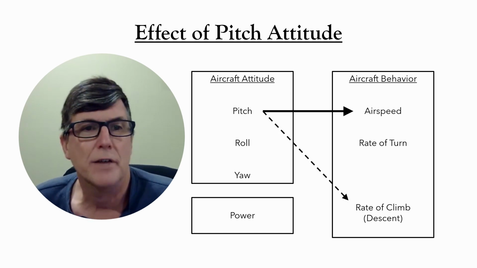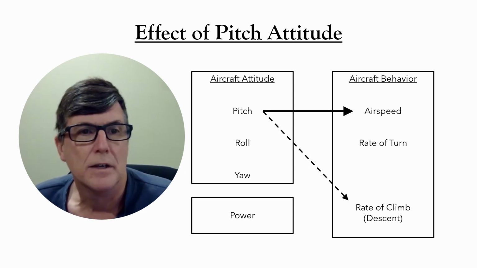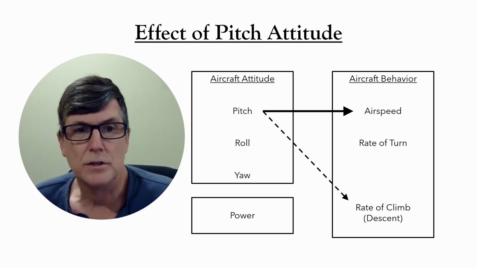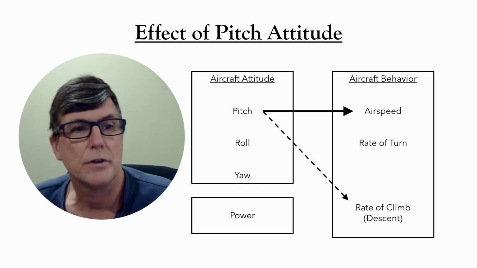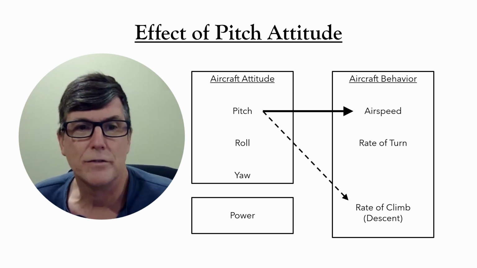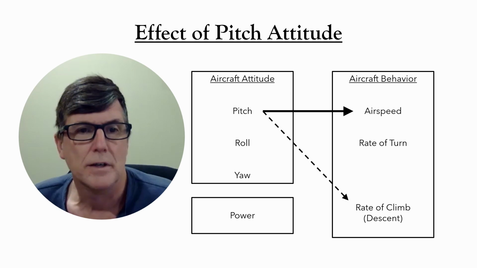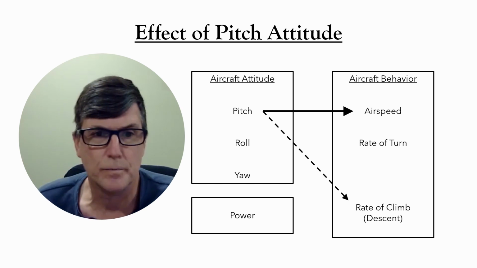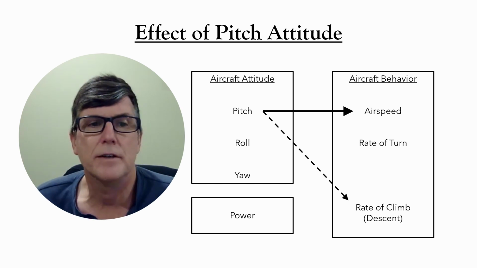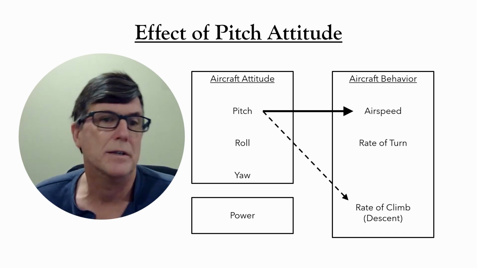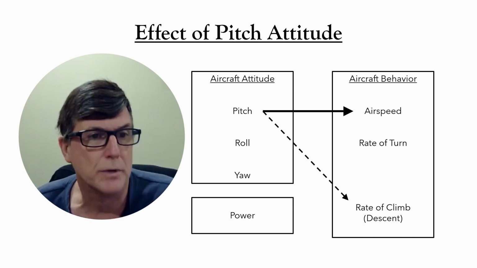If you start in level flight above stall speed and you increase the pitch attitude, the airplane will initially start to climb and then it will start to slow down. As it slows down, the rate of climb drops off. Eventually, the airplane reaches a new steady state speed that's less than the original airspeed. In that new steady state condition, the airplane may still be climbing or it may be descending. That depends on the airspeed.